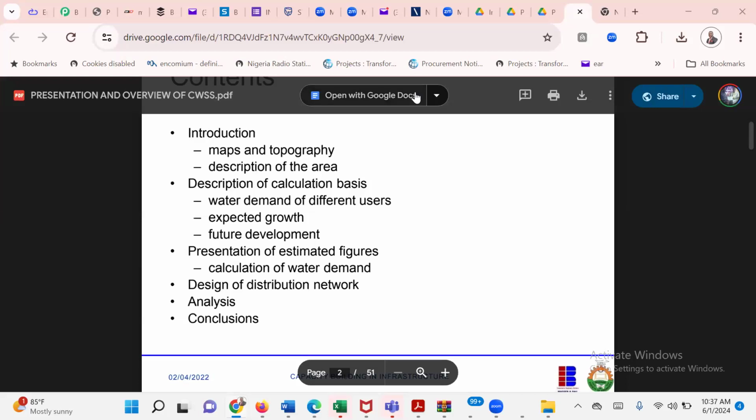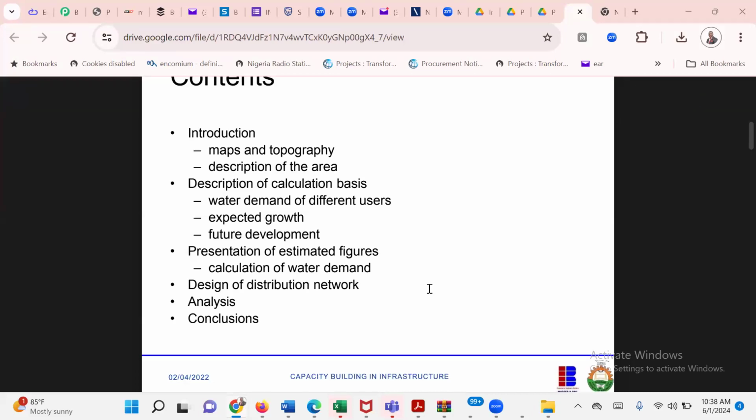All right. Okay, now, the next thing you do is that you present these figures that you have gotten, which is the water demand. And the next thing, you now draw your distribution network. When you have drawn your distribution network, you now analyze them. We're all going to do all these things.